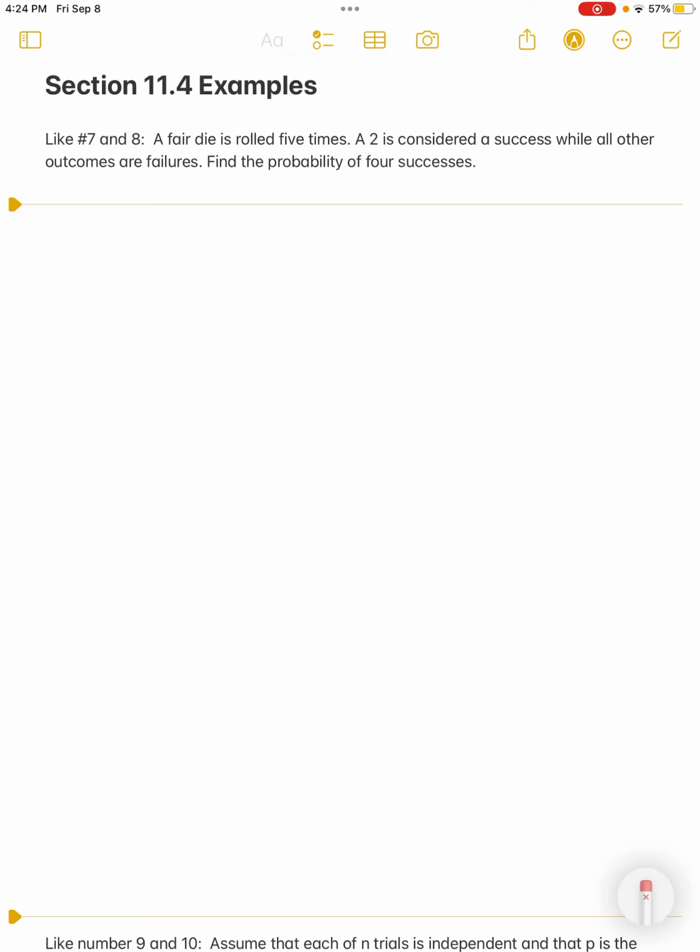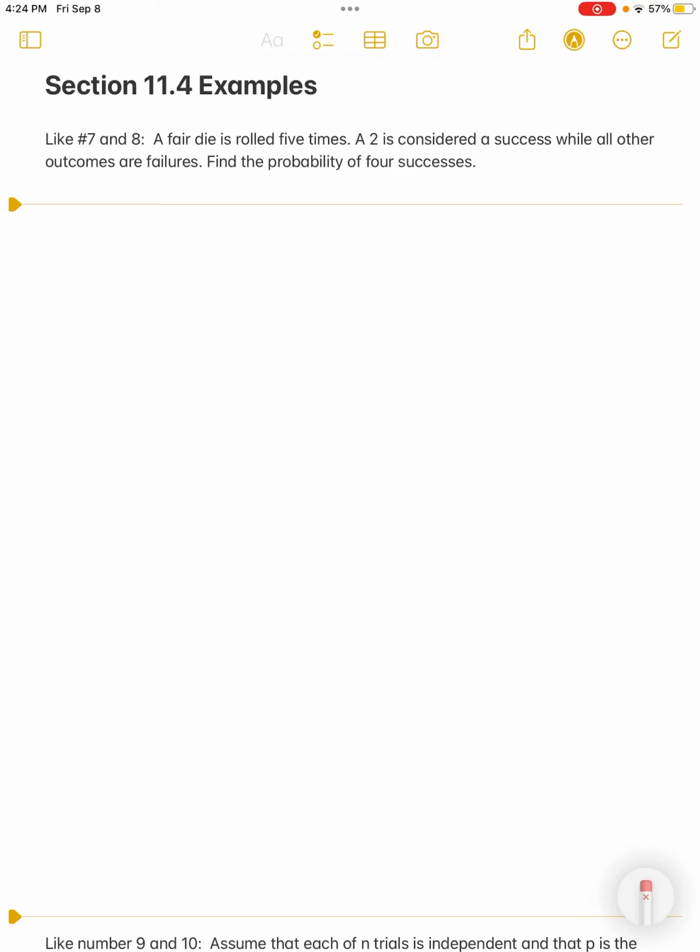And so the first question that I'm going to address is like questions 7 and 8. They both were very similar. So this question says a fair die is rolled 5 times. A 2 is considered a success while all other outcomes are failures. Find the probability of 4 successes. And so this is supplementary to my other videos. And so let's go ahead and do this.